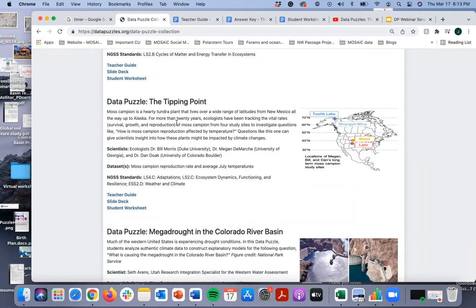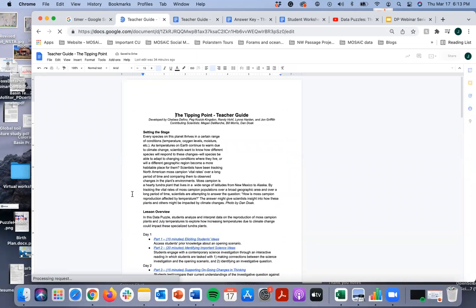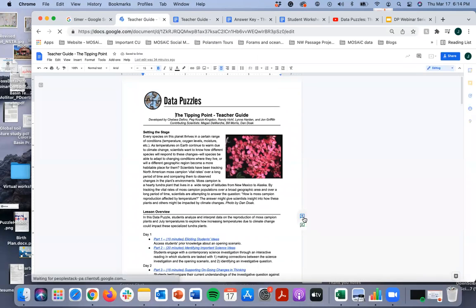So there's a little bit of background information about this resource, as well as who the scientists involved are, what data sets you can expect, what standards we're hitting, as well as the teacher guide, slide deck, and student worksheet. We also have answer keys, but they're hidden in the teacher guide, so a student would have to do a little bit more work to find them if they were looking.